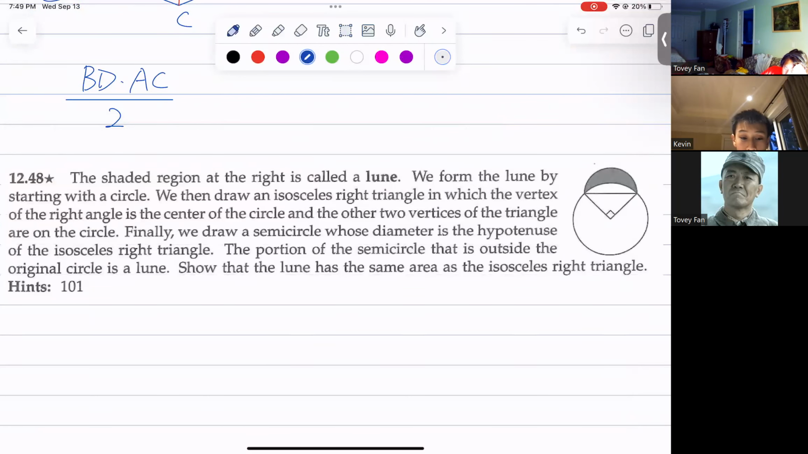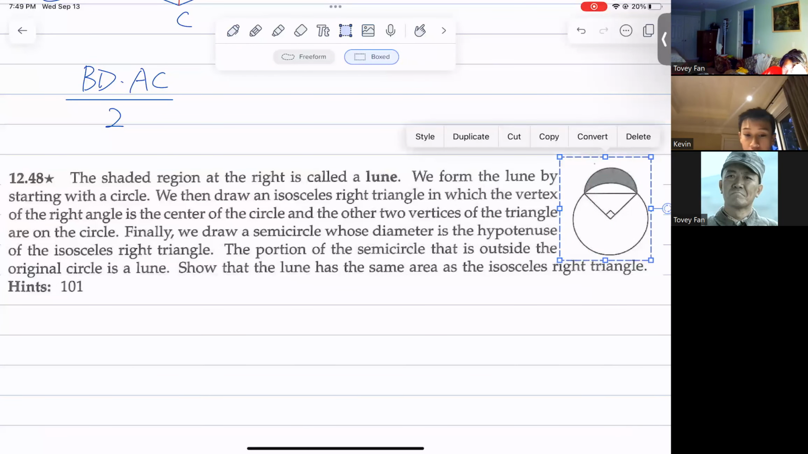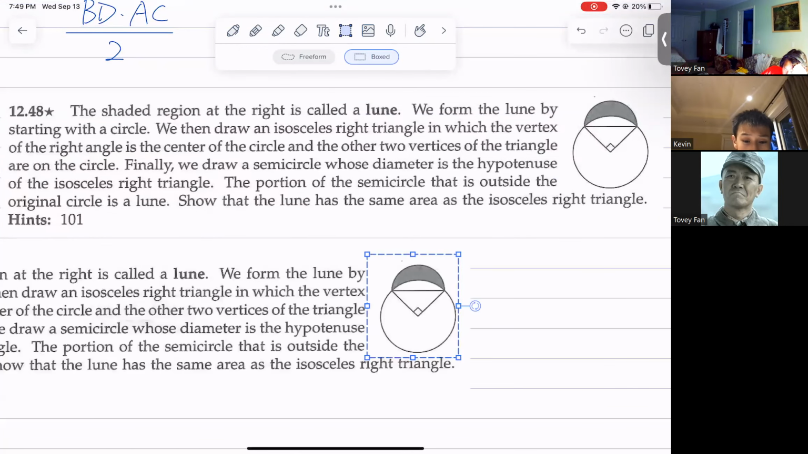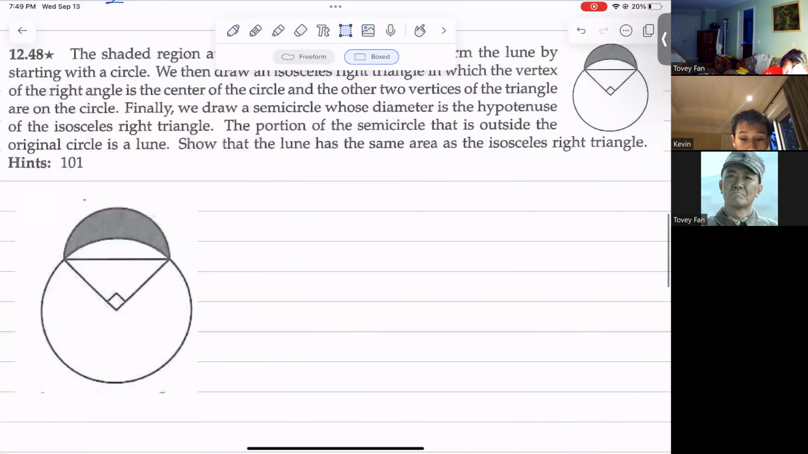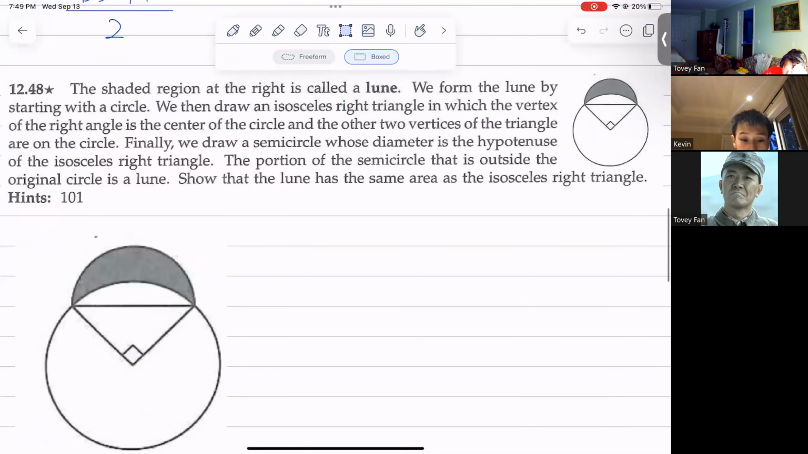You can read it and then see if you have any idea. When you're done reading, let me know.